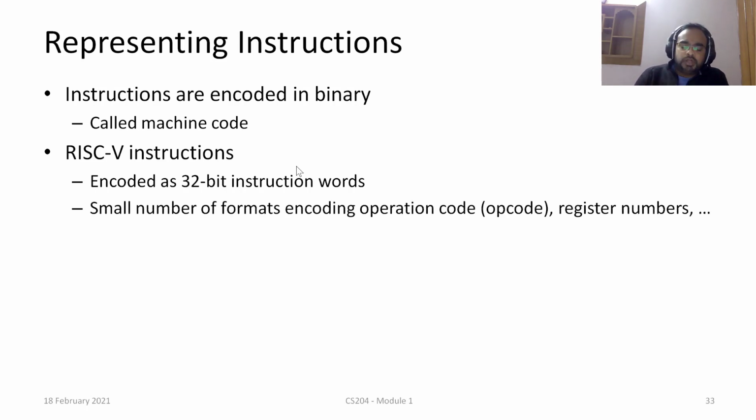Again, to make the instruction execution hardware simpler, this instruction width has been limited to 32 bits. And this will help us to speed up the encoding operations, also decoding the instructions and executing them. So again, the point about regularity.